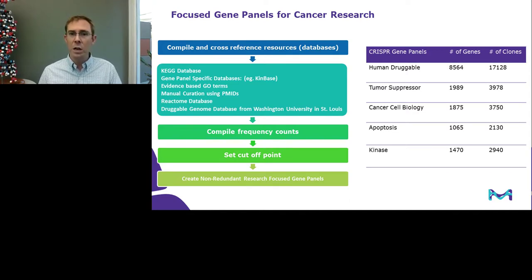Importantly, these small panels can be customized to include or exclude any number of genes, or you can design fully bespoke panels of your own gene sets. And for those who are budget-minded, these focused panels allow for targeted arrayed screening at a lower cost.